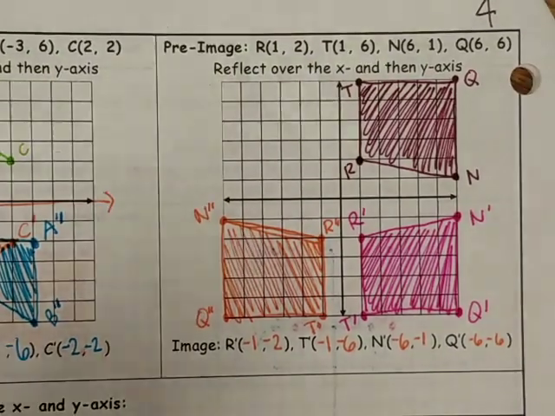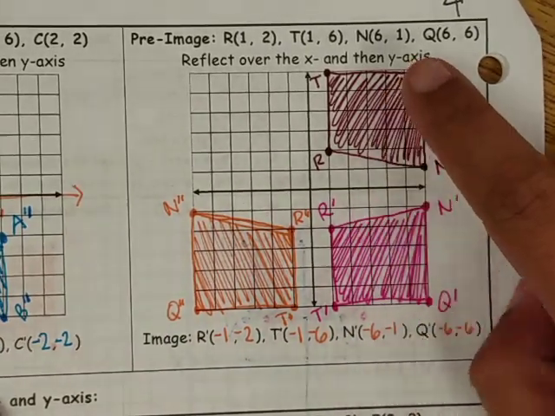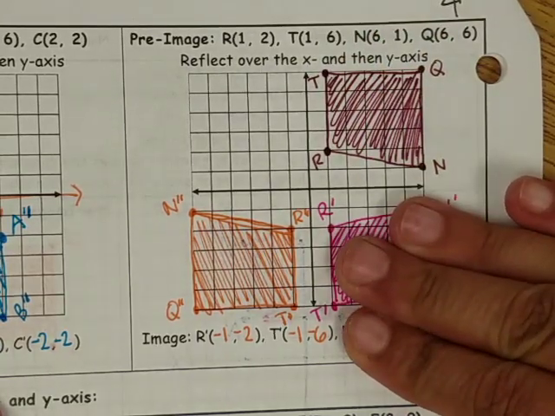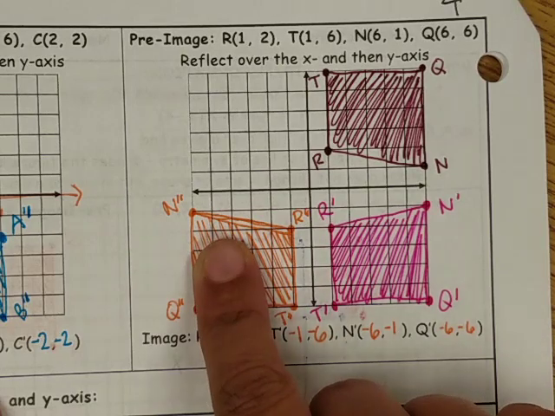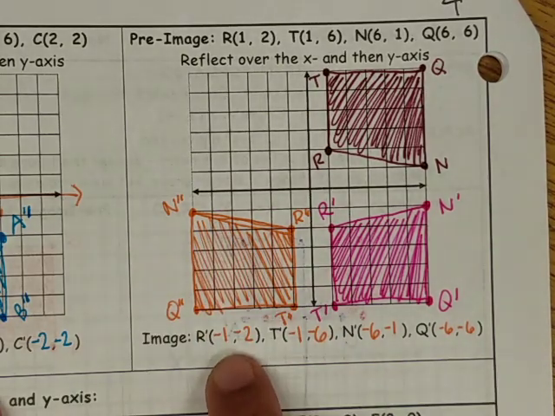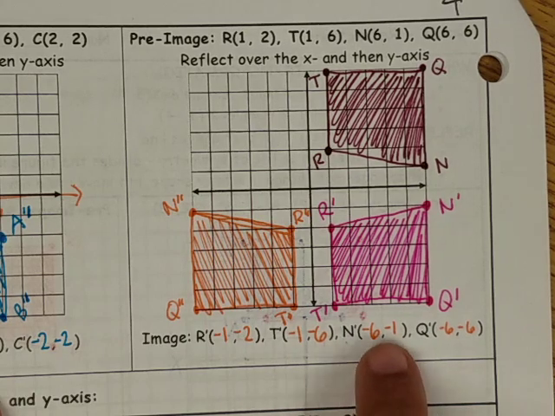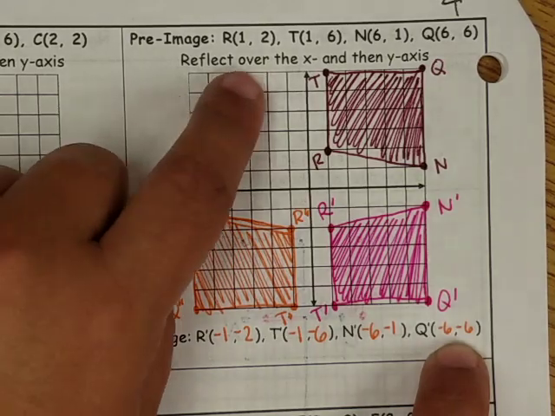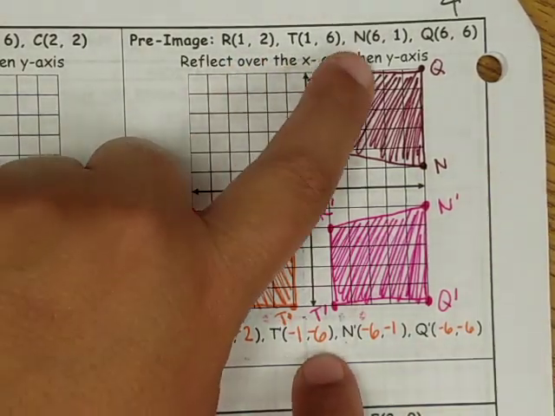All right, so here's the answer for this question here. So you started in quadrant 1, you flipped over the x-axis and became the pink, and then you flipped the pink over the y-axis, and then you became the orange. Your new points became -1, -2, -1, -6, -6, -1, -6, -6. Hopefully you notice that all the signs became their opposite.